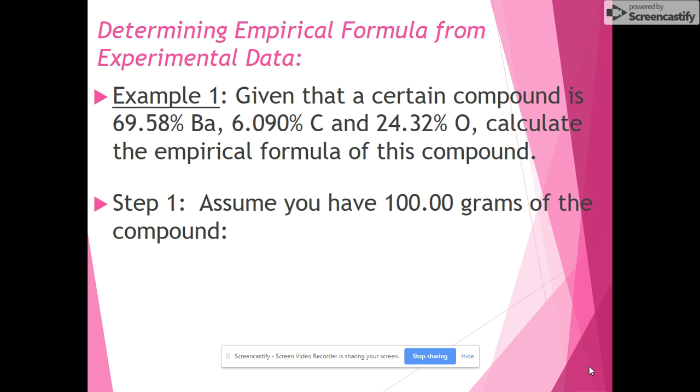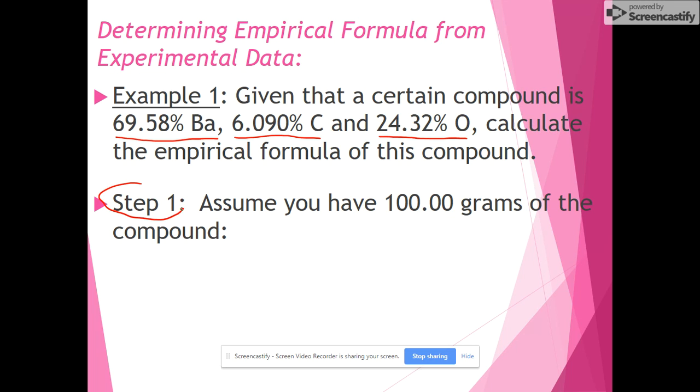Now, today we are going to take empirical formula one step further. In these examples, you are going to see how to calculate empirical formula using experimental data. For example, given that a certain compound is 69.58% barium, 6.090% carbon, and 24.32% oxygen, calculate the empirical formula.